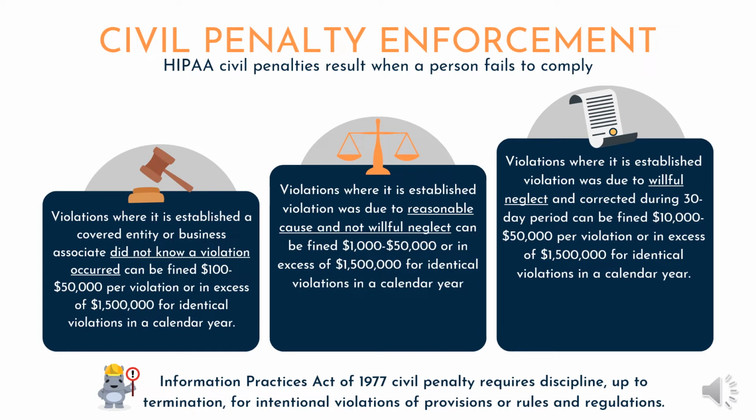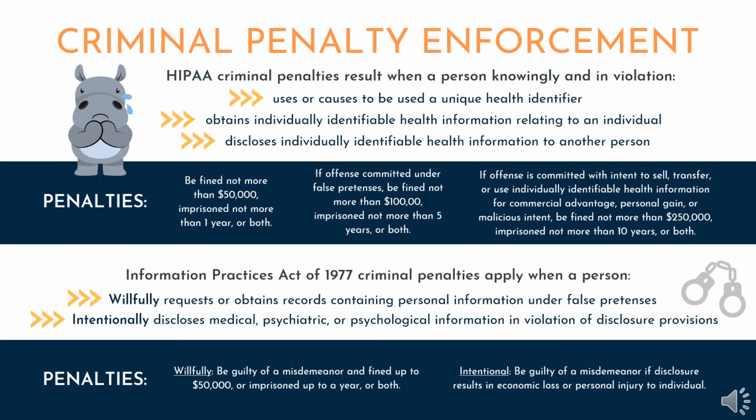Additionally, the Information Practices Act of 1977 from Slide 6 requires that discipline be taken for intentional violations, the 3rd tier. Criminal penalties apply when a person knowingly uses or causes the use of PHI or PII, obtains PHI or PII related to a patient, or discloses PHI or PII to another person.